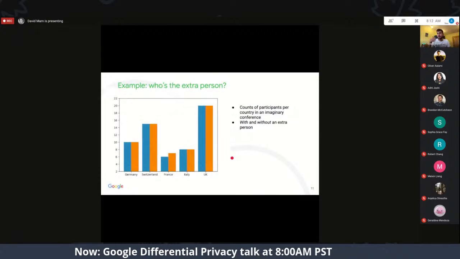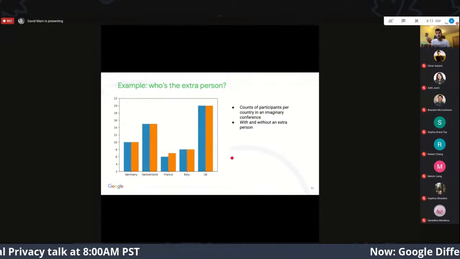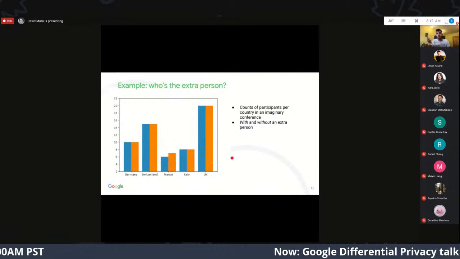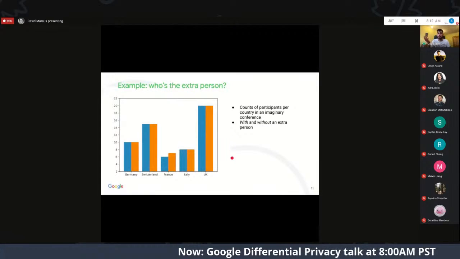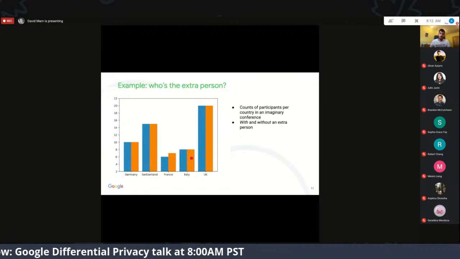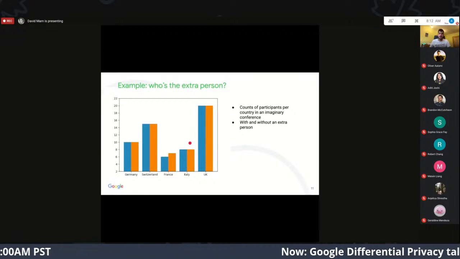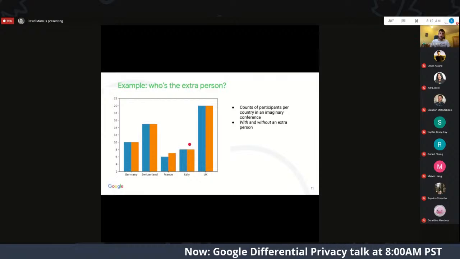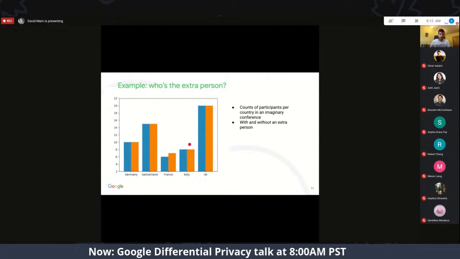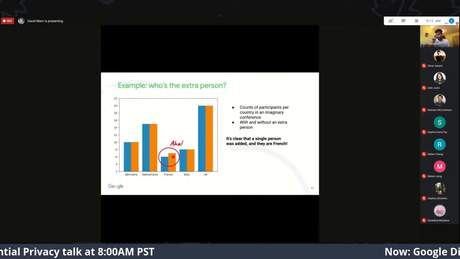Let's say that we go to a conference, and we try to count the number of participants and ask them about their country of origin. Now we have two different bar plots here, a blue one and an orange one, and the orange one contains an extra person. In this case, it's very easy to see where this extra person is from. They're from France.